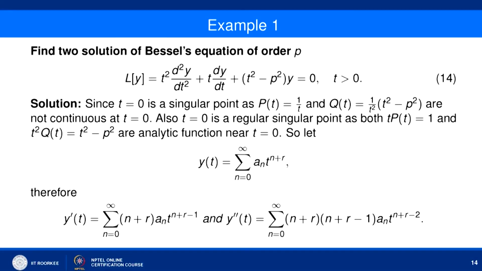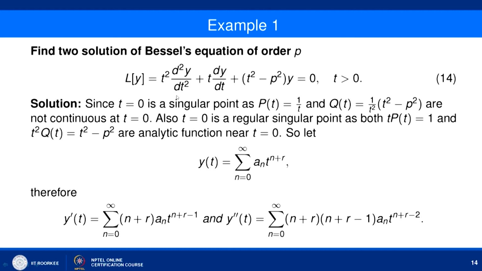We are considering the following Bessel's equation of order p. Here we need to find two solutions of Bessel's equation of order p, where Bessel's equation is defined as t square d2y by dt square plus t dy by dt plus t square minus p square y equal to 0, where t is greater than 0.